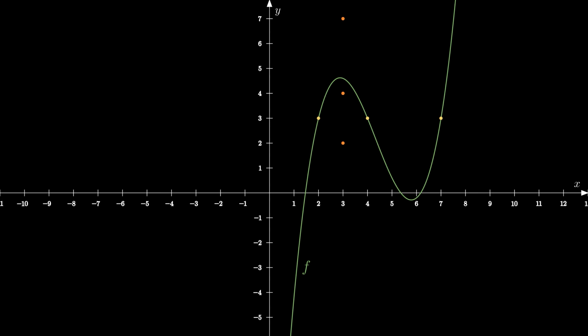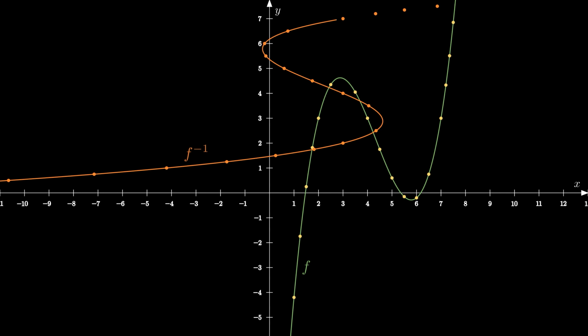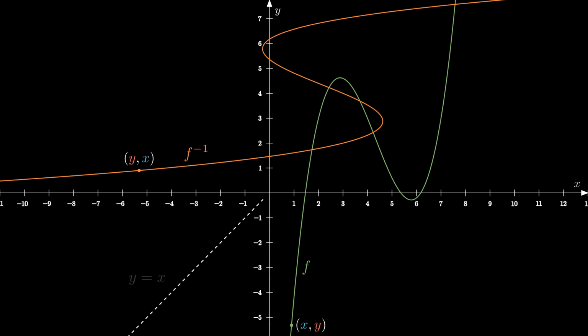While there's nothing special about these values, we can do the same with others. In general, if the coordinate (x, y) is on the graph of f, then the coordinate (y, x) will be on the graph of f inverse. Graphically speaking, this translates to a given point being reflected through the line y equals x. Doing this for all points gives us the graph of the inverse.